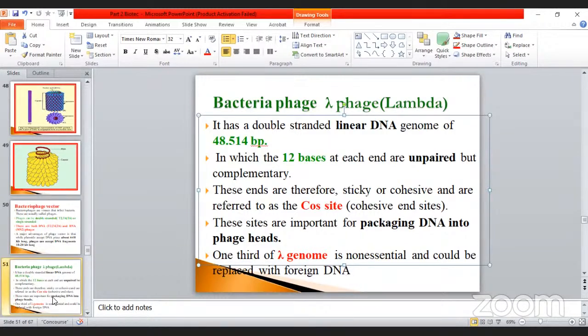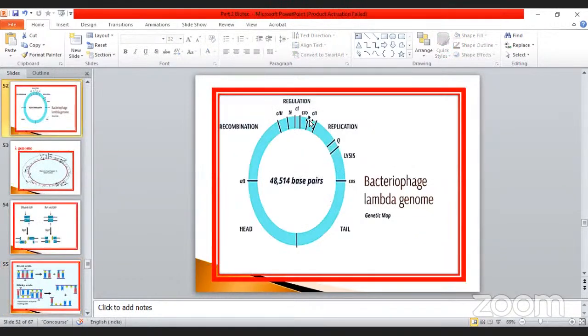Okay, see that one. You can see the structure and understand. So this is the structure of the lambda phage. The base pair number you must know: 48,514 base pairs. This is it. Whatever it may be, you can easily identify. So these are the structures. Here it is divided into two types. One is the head side and the tail side. On the tail side, there is the cos site. On the head side, there is the att site.